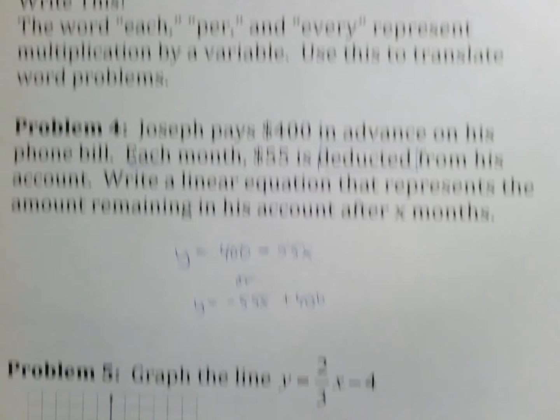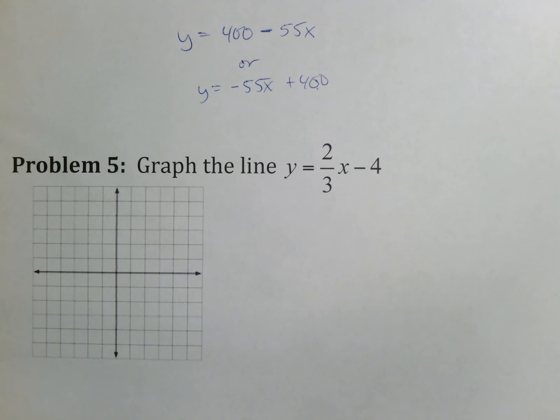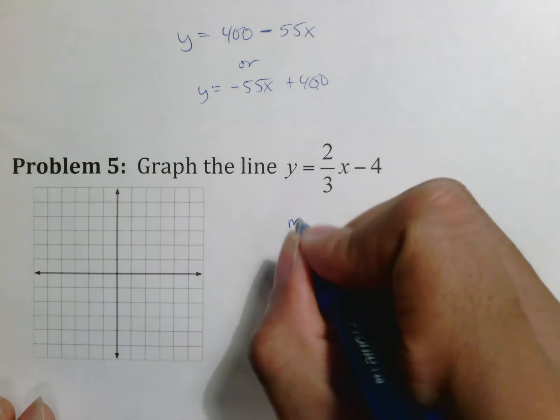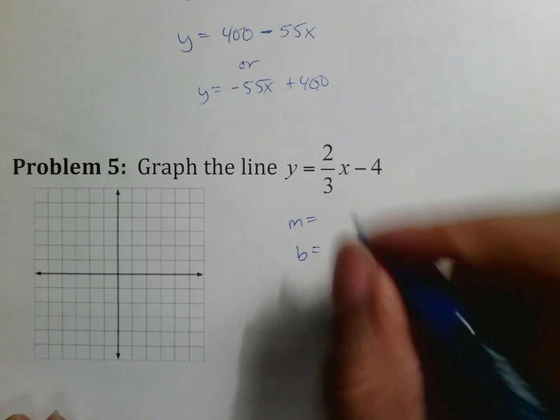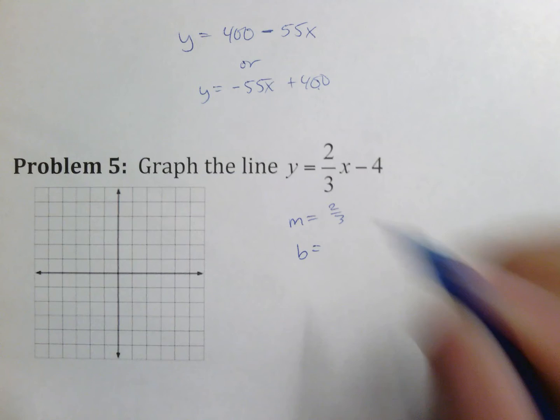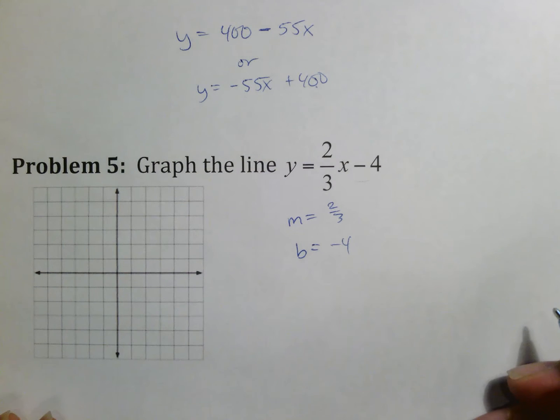The last thing I want to do is a real quick review on graphing. If you are asked to graph the line y equals 2/3 x minus 4, keep in mind that everything we've done so far revolves around m and b. Also remember that m was always attached to x, so m in this case is 2/3. That's my slope. And b is the number that's all by itself, which is negative 4.